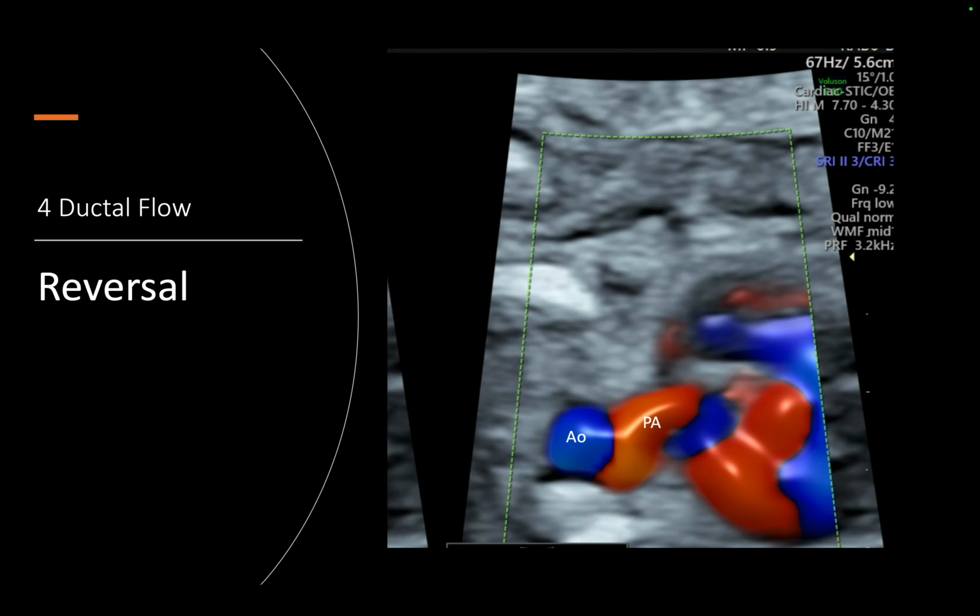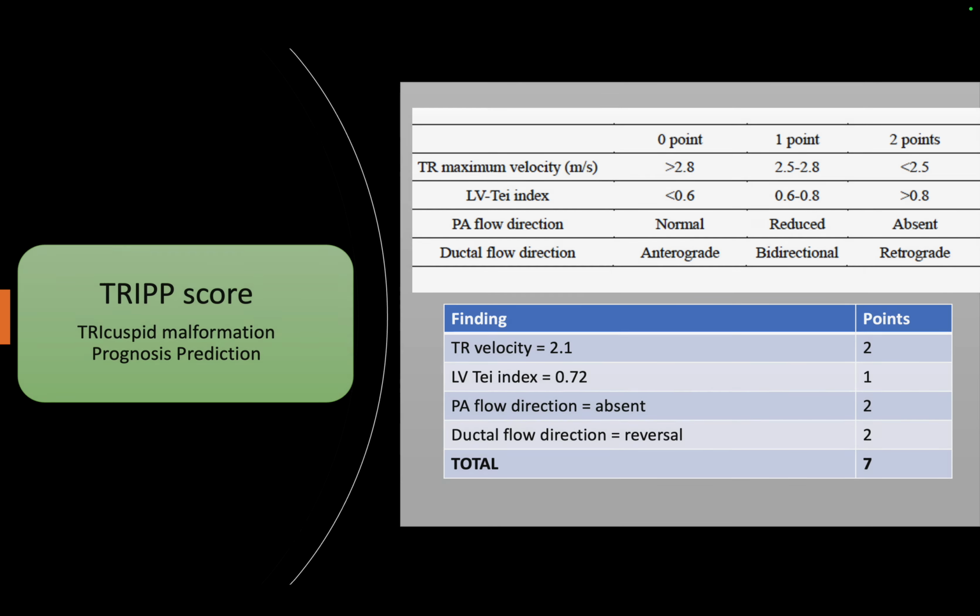Let us put them together into a score. TR velocity was low, so that means 2 points. Tei index was abnormal, 1 point. PA flow direction absent, 2 points. Ductal flow direction retrograde, 2 points. Total is 7 out of 8, which is quite a bad prognosis.